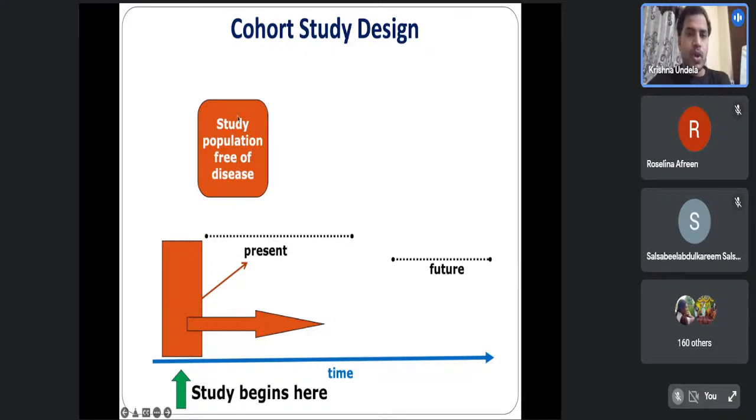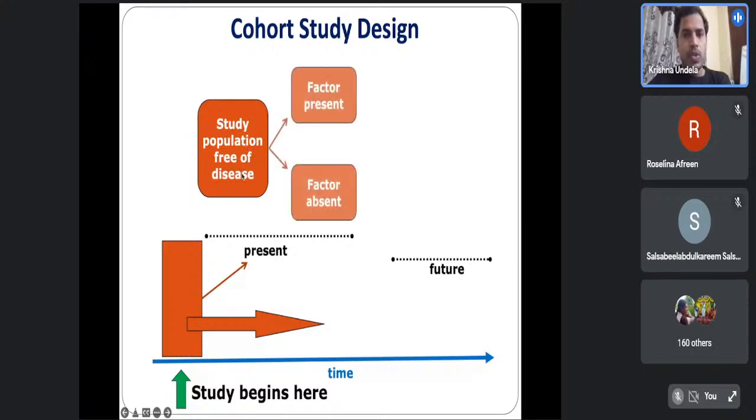If the smokers are already having COPD, there's no meaning in taking those patients and following them for another 5 years. So one thing we need to make sure is that when we are taking the study population in a cohort study, they should not be having the outcome we are expecting in the future. They should be free from that disease or free from that outcome.